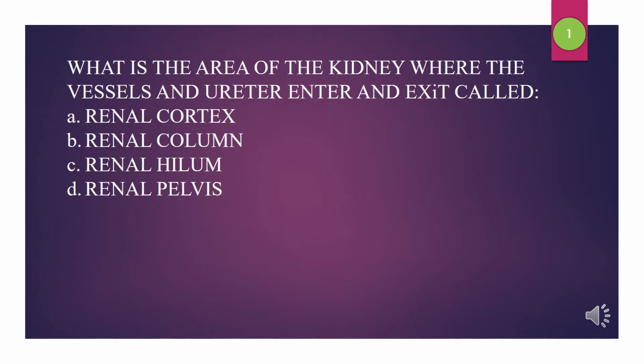What is the area of the kidney where the vessels and ureter enter and exit called? A. Renal cortex. B. Renal column. C. Renal hilum. D. Renal pelvis. The answer is C. Renal hilum.